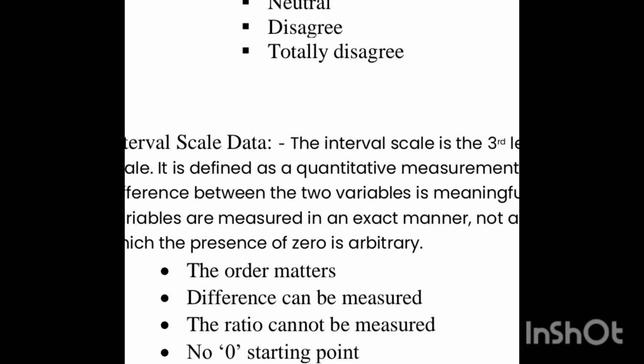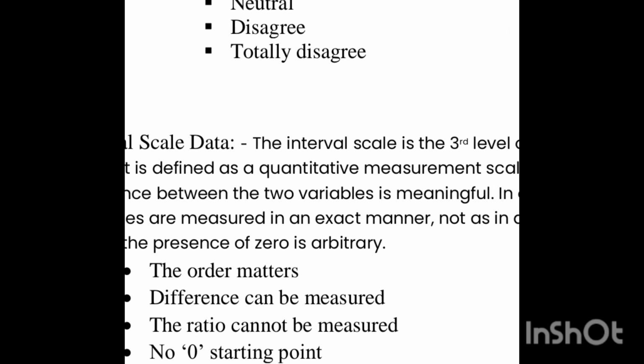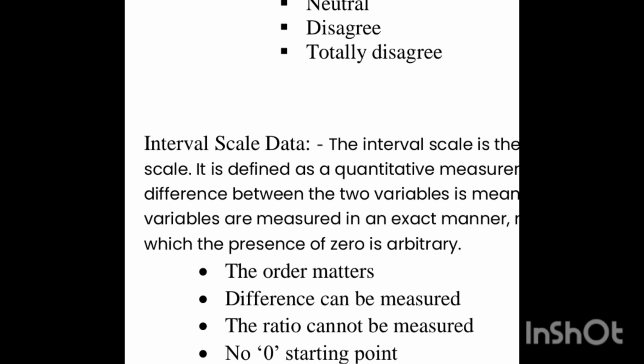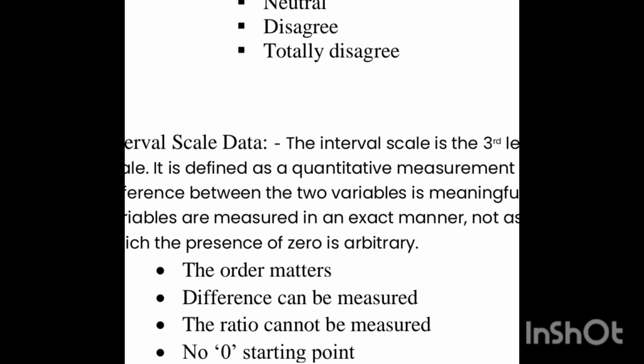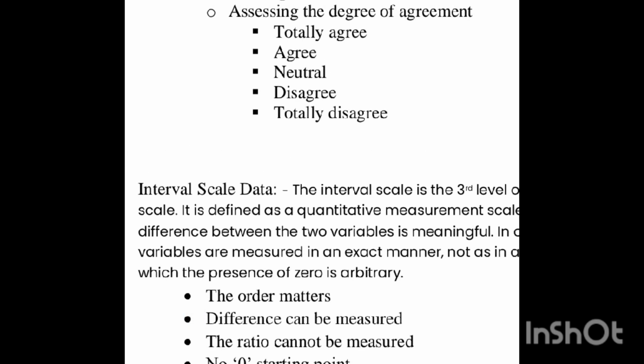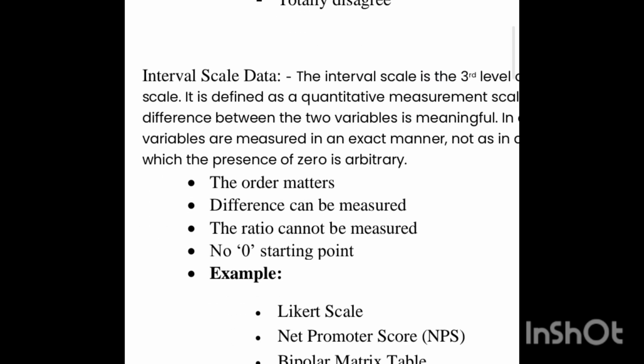Example, Likert scale, net promoter score, bipolar matrix table, and IQ level. These are some examples for interval. So how much do you like this concept? Give some interval estimation, interval scaling, that is called, if you like, the like scale, that is some quantity. You are representing this data with the quantity numbers. So here it is an interval scale.